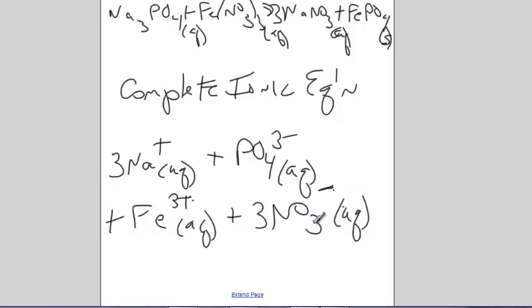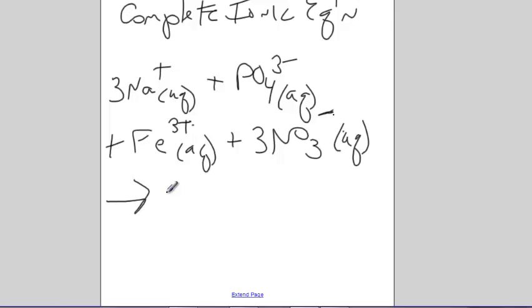You'll notice the polyatomic ions do not break up because they're covalently bonded. So they're not going to break up. Okay. But anyway, this is what's really in the beaker. All these ions floating about surrounded by water. Those are my reactants.